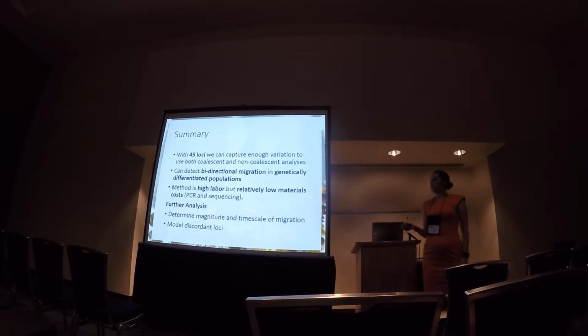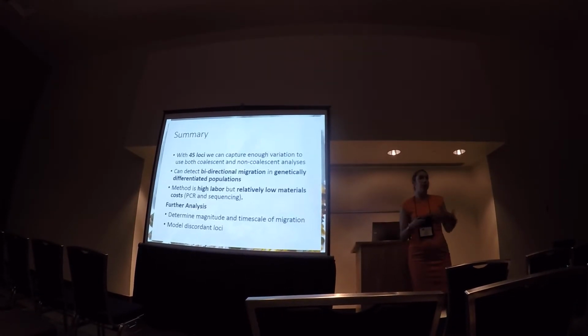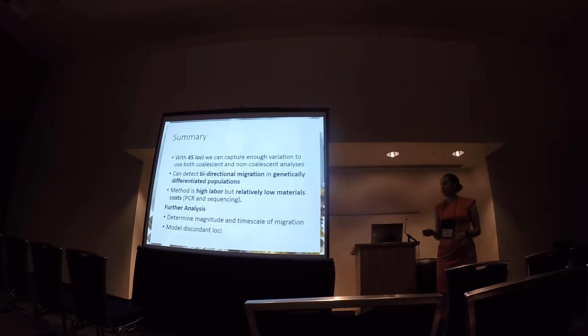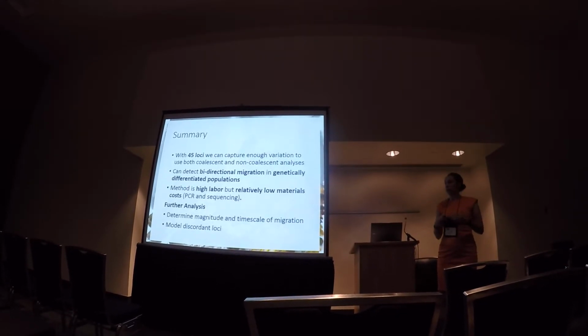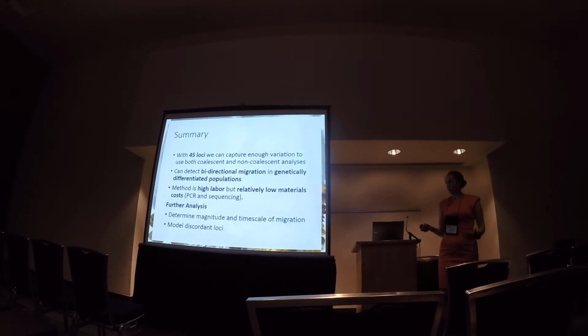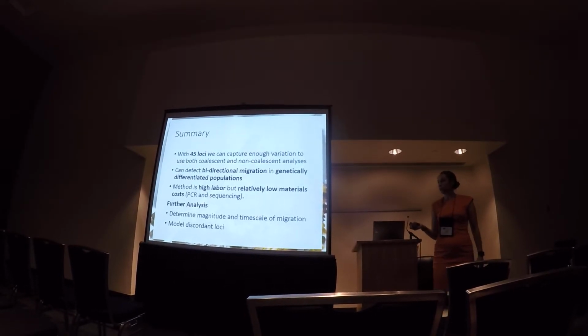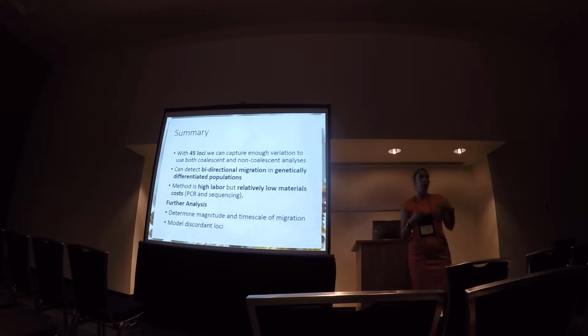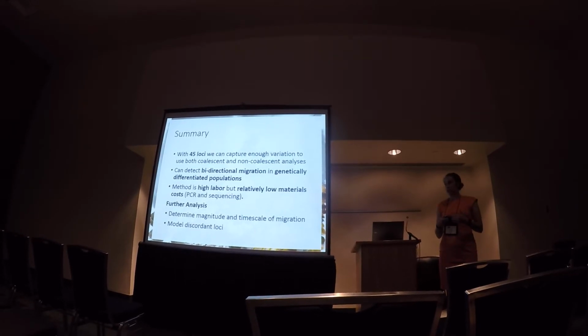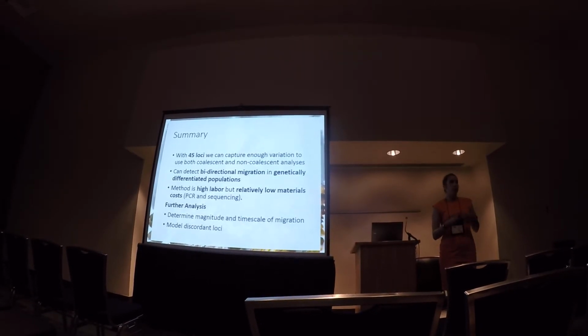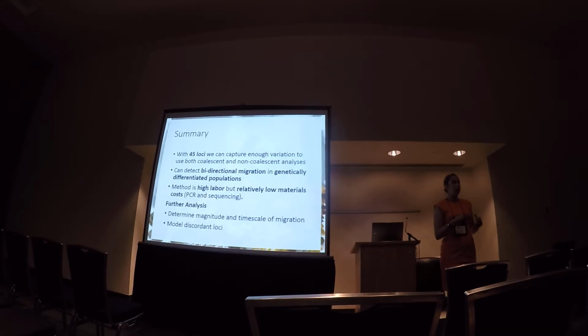And what we need to do in the future is we're trying to sort of look at, like I said, the magnitude more carefully, and the time scale. Is this ongoing, or is this something that is not as modern? And then we're also trying to repeat this and model these discordant loci. Can we see this in a model when we simulate the data? Are we seeing imprints of a low-level migration accumulate in different parts of the genome?